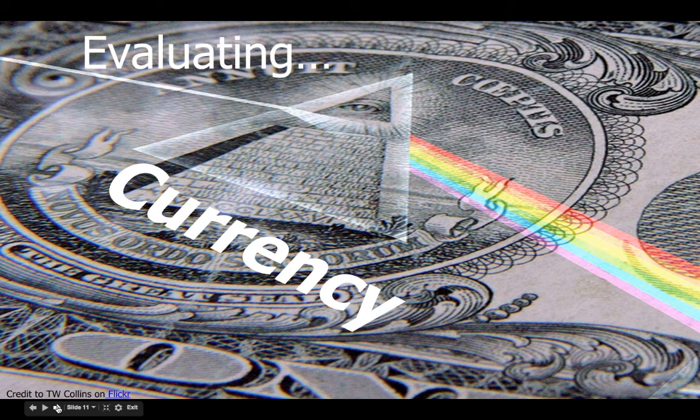This next one now is currency. Is the page dated? If so, when was the last update? And how current are the links?